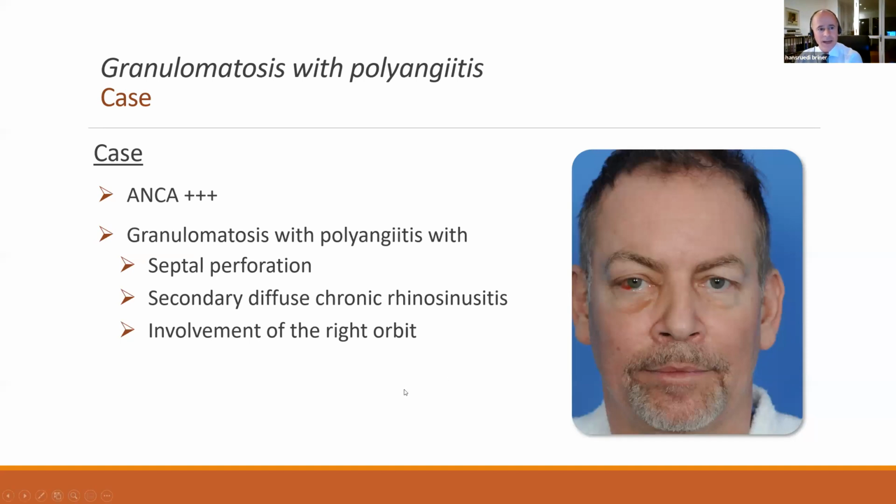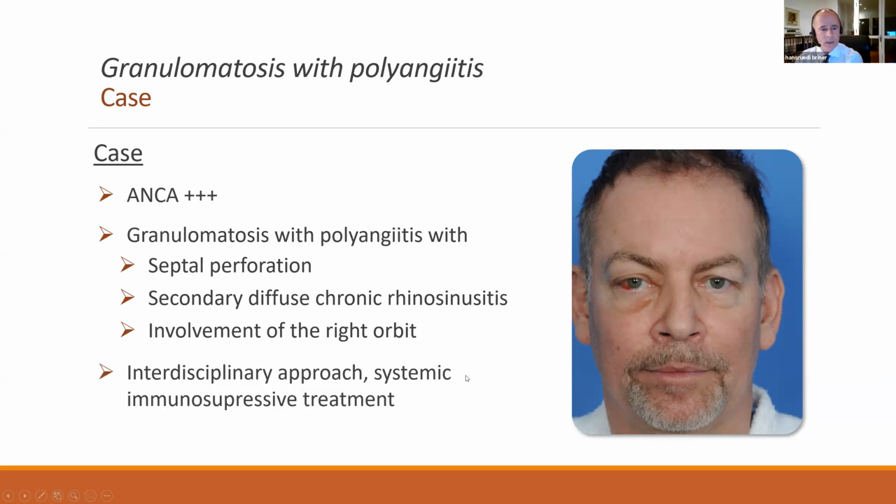So the patient had highly elevated ANCAs, and the diagnosis now was clear. He had GPA with a septal perforation, with a secondary diffuse form of chronic rhinosinusitis, and as a complication, involvement of the right orbit. With an interdisciplinary approach, systemic immunosuppressive treatment was established, as we heard before from Professor Segelmark. And fortunately, the patient is well now for more than 8 years, with a long-term remission of the disease activity and of the symptoms.